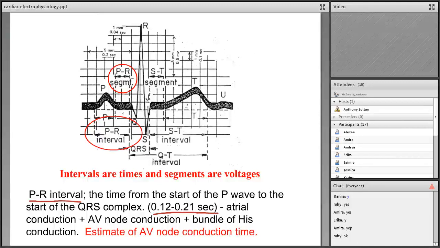Now, when you talk about the PR interval, what is the significance of it? Does anybody know?